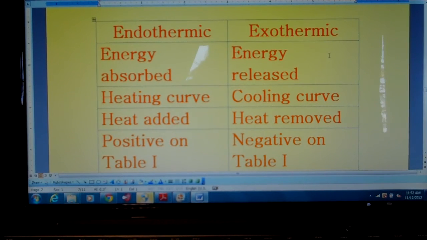Now when we're talking about exothermic, exo meaning exit, out, and thermic is heat. So energy is going to be released. It's going to be given off. So we're not looking at the heating curve, we're looking at the cooling curve. So as we go from a gas to a liquid, or as we go from a liquid to a solid, that's going to be an exothermic process. Heat is going to be removed from the system. And if we're looking at table I, those delta H values are going to be negative. And if you forget, there's a little note at the bottom of table I that tells you that exothermic reactions are negative.